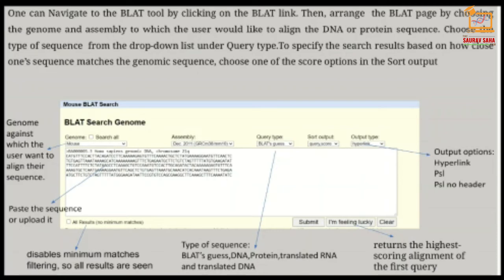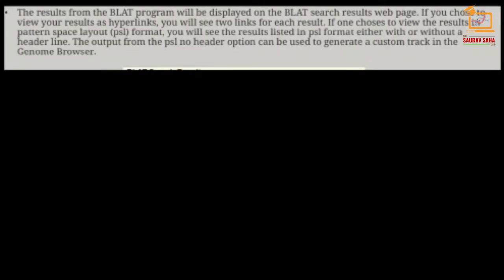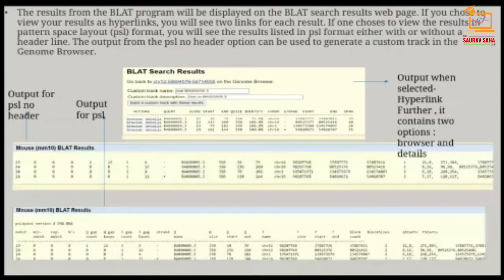One can navigate to BLAST by clicking on the BLAST link on the top blue navigation bar. The user can choose the genome from the option present in the left-hand corner. The user can also select the assembly, the type of sequence, and the format of the output. The user can choose to display the output in 3 formats: hyperlink, pattern space layout, that is PSL, or PSL with no header. This option is suitable if the user wants to add or generate some custom tracks.